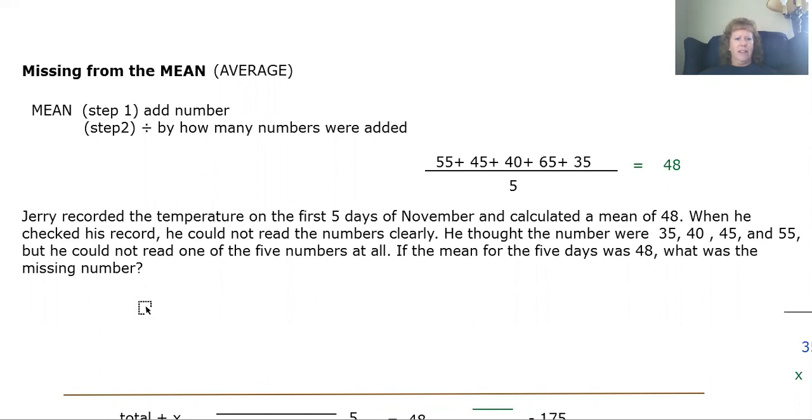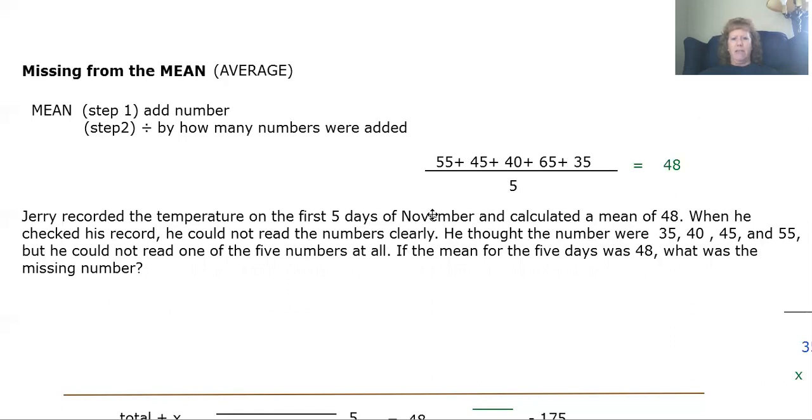Jerry recorded the temperature on the first 5 days of November and calculated a mean of 48. When he checked his records, he could not read the numbers clearly. He thought the numbers were 35, 40, 45, and 55, but he cannot read one of the 5 numbers at all. If the mean for the 5 days was 48, what was the missing number?